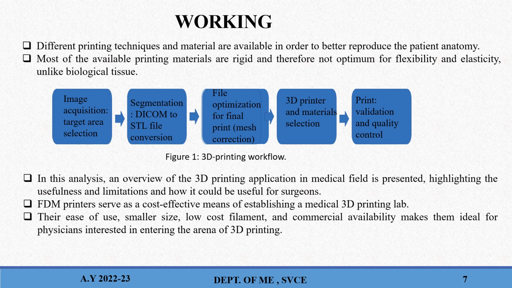So here is the 3D printing workflow. This is a flowchart of how 3D printing works: image acquisition, target area selection. After that, segmentation, DICOM to STL file conversion, file optimization for final print, 3D printer and material selection. After that, print, validation and quality control.